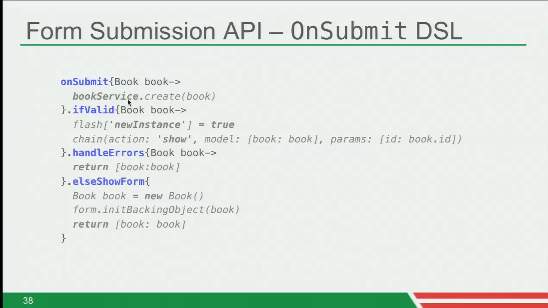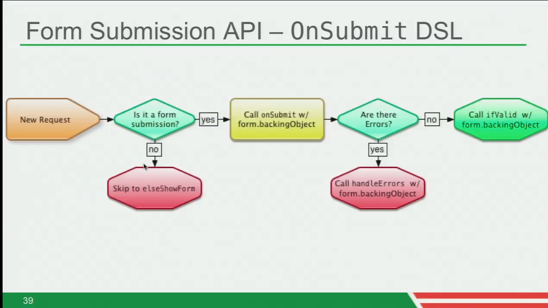So in this case, for example, if we try to create the book and there were errors, we can skip right to the handleErrors and redisplay it so they can fix them. Otherwise, we assume it was successful. We can set something in our flash scope and then chain to a different controller action, in this case the show page for that new book we've created. And then finally, you can just use the elseShowForm closure to do whatever initial setup is required to populate your form scope or form backing object, possibly from the database or not, and then render it to the user.